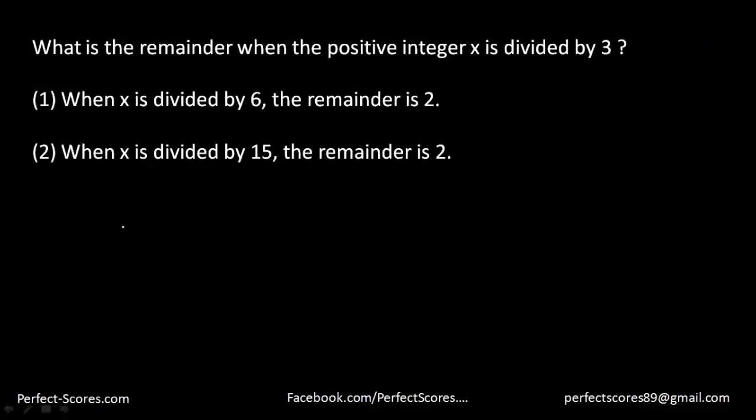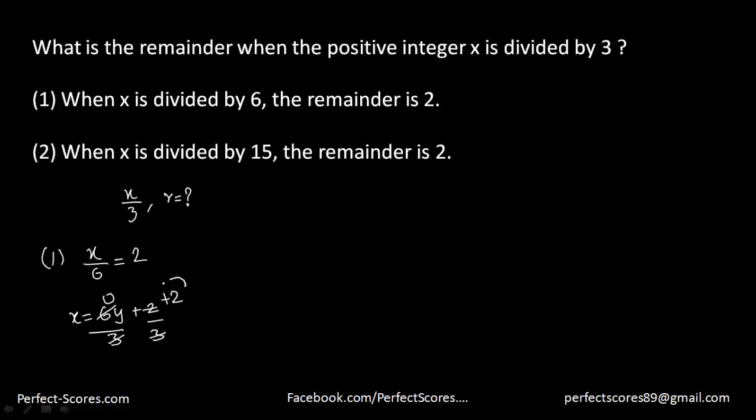Now let's go ahead and do this question, guys. This question asks: what is the remainder when positive integer x is divided by 3? Let's check the first statement. It says that when x is divided by 6, the remainder is 2. That means x is equal to 6 into something plus 2. If I divide this by 3, from here it's going to be a 0 remainder, but from here every time I'll get a plus 2 remainder, which means I have a unique value as my answer. That means the first statement is sufficient.